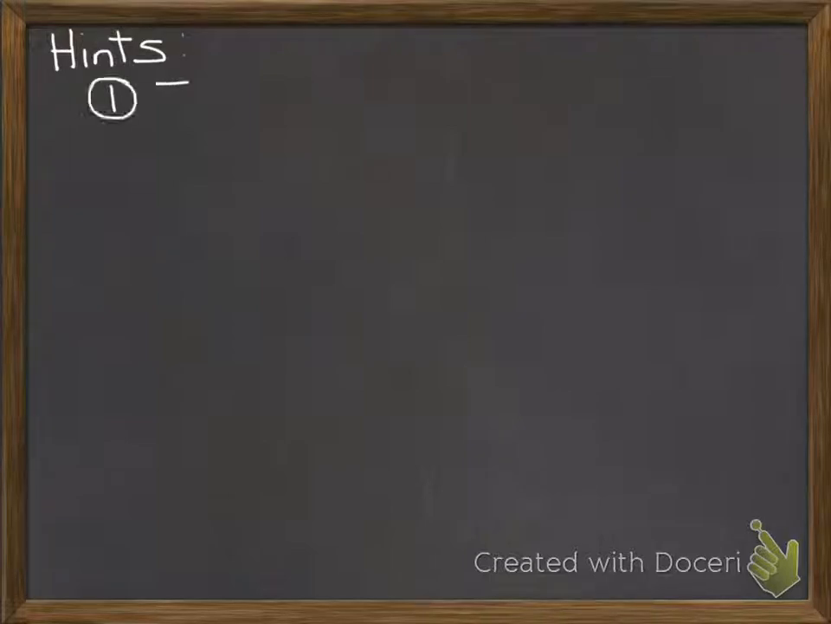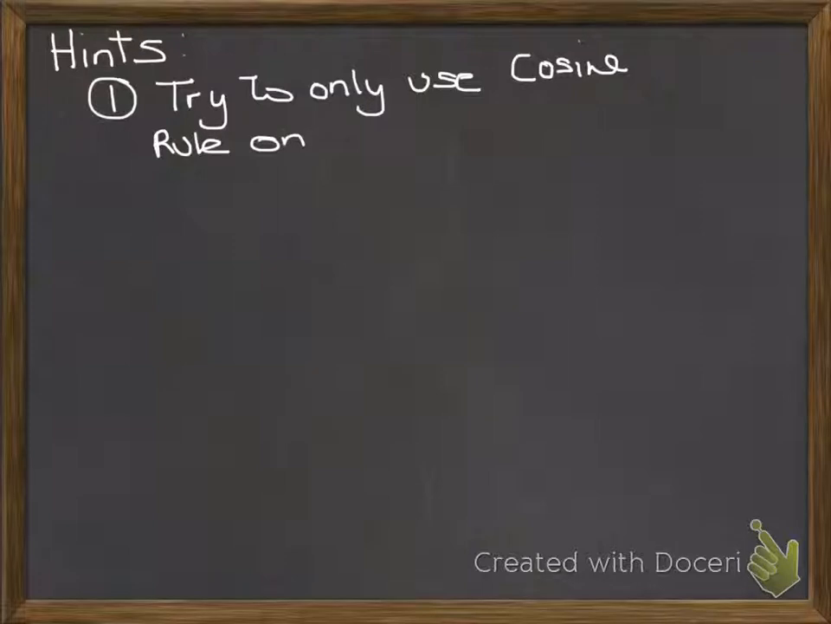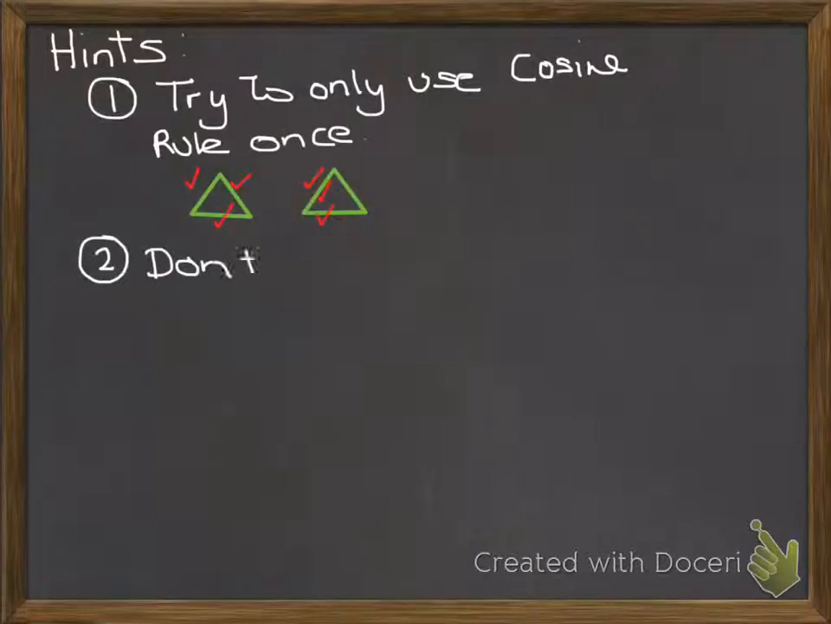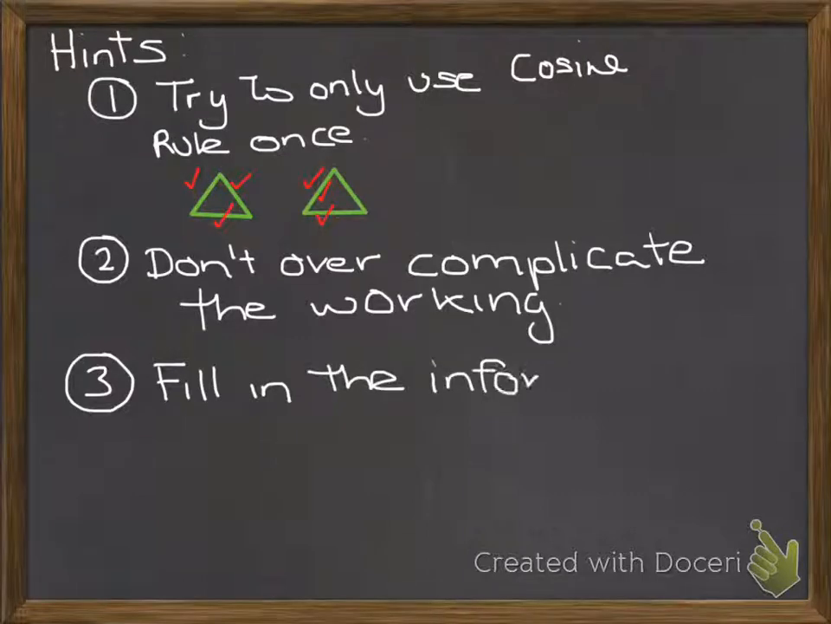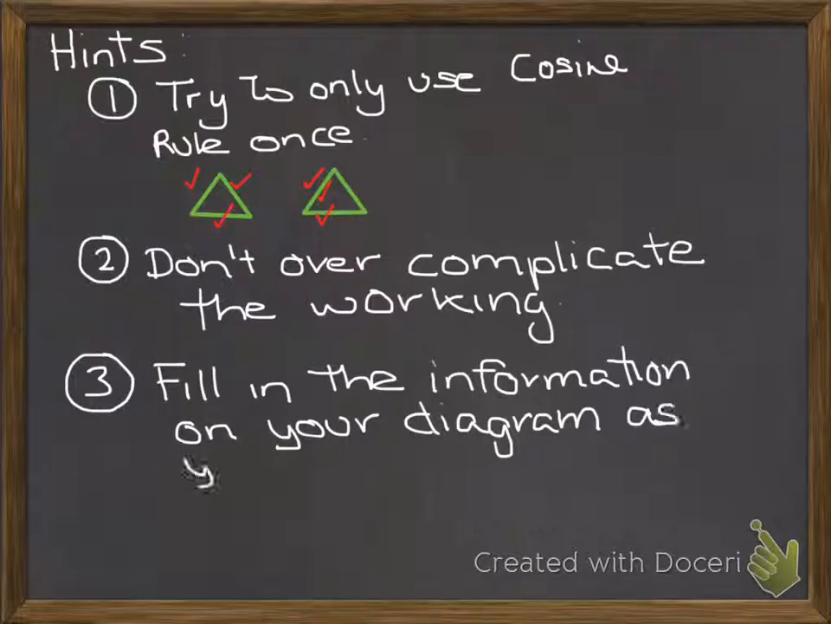So remember, a couple of hints when you're trying to solve questions where you might have to use more than one of the rules that you've done. First, try to only use the cosine rule once for these two reasons. Secondly, don't overcomplicate your working out. Thirdly, fill in all your information on your triangle as you go, and that way you'll be able to see what you need to do.